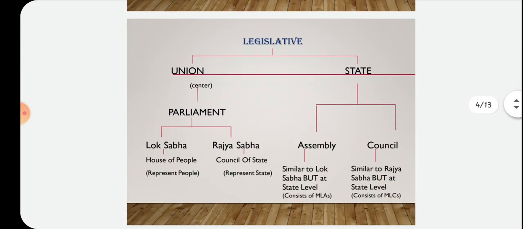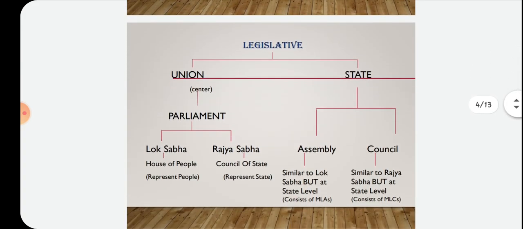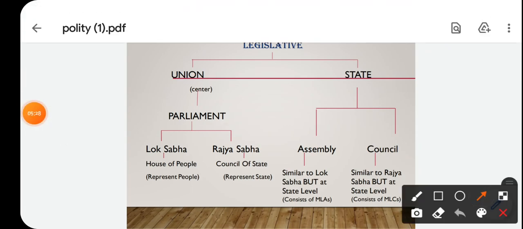Legislative is a body which makes the law. Legislative is the body which makes the law. Now this legislature is divided into two parts. One is union legislature, and the second one is state legislature.